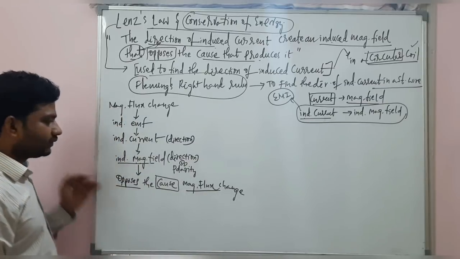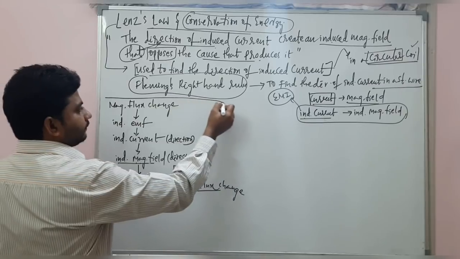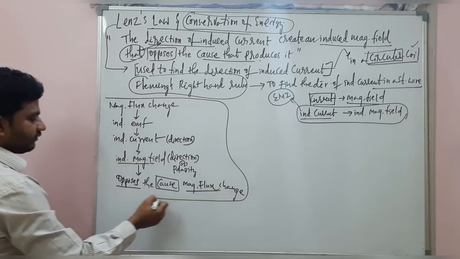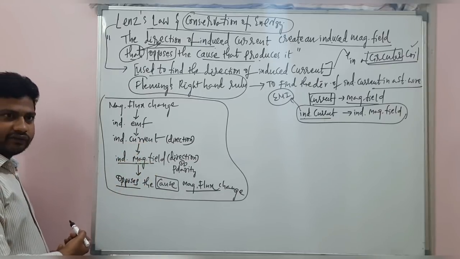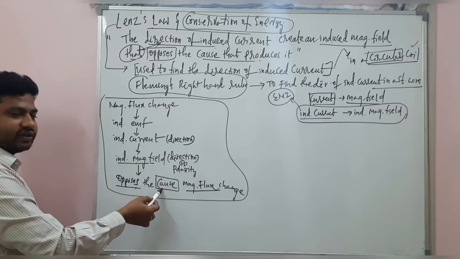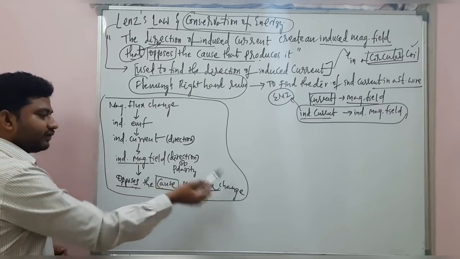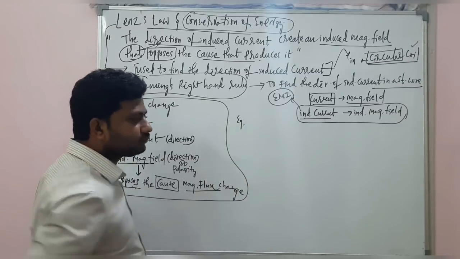But remember, this is the flowchart. Magnetic flux change will produce induced EMF, that produces induced current, that produces induced magnetic field. That induced magnetic field will always oppose the cause that produces it, opposes the magnetic flux change. Alright, let's see the example. Simple.